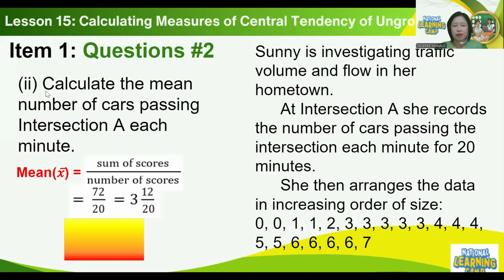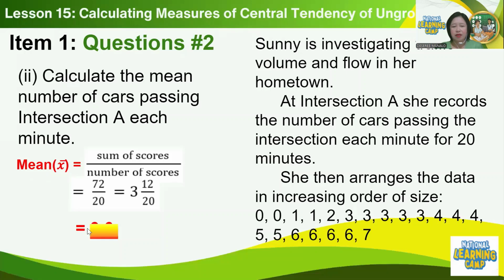For question number 2i, calculate the mean number of cars passing intersection A each minute. As we all know, to find the mean, get the sum of the scores and then divide by the number of scores. The sum of the scores is 72 and there are 20 scores here, so 72 divided by 20 gives us 3.6. Therefore, the mean is 3.6.